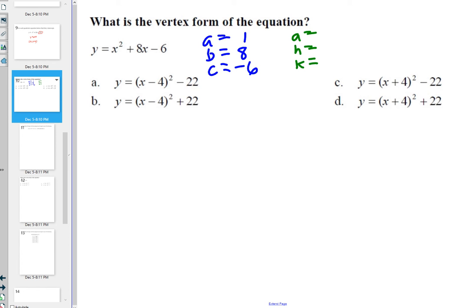1, 8, and -6. And the beautiful thing is that the A transfers over. Whatever the A is in standard form, it'll be in vertex form. So really, this is just an elaborate way of asking you to find H and K, which we've already done today. We've done it like 3 or 4 times already.